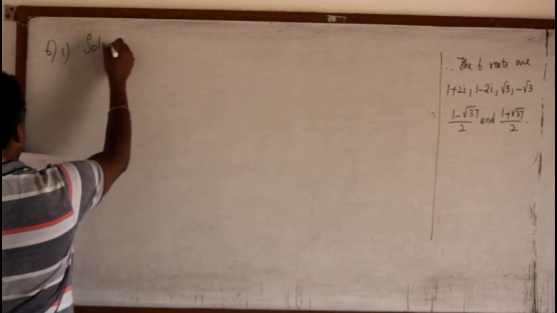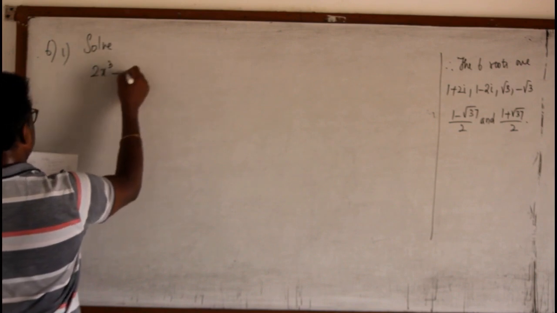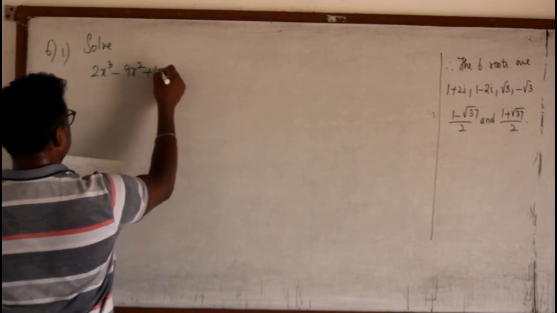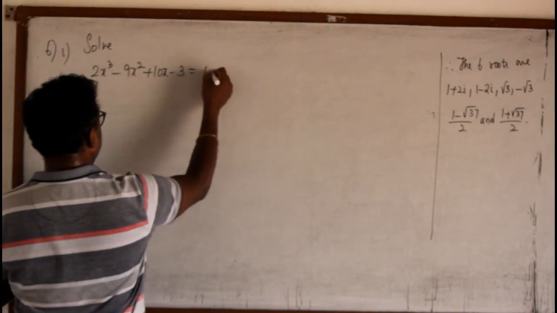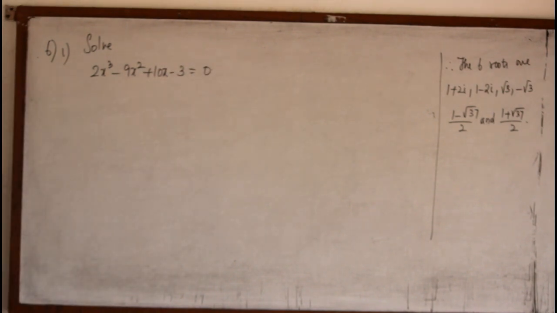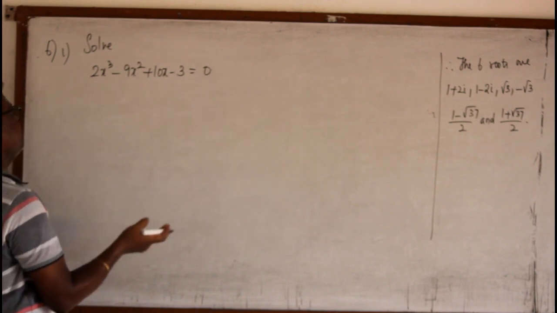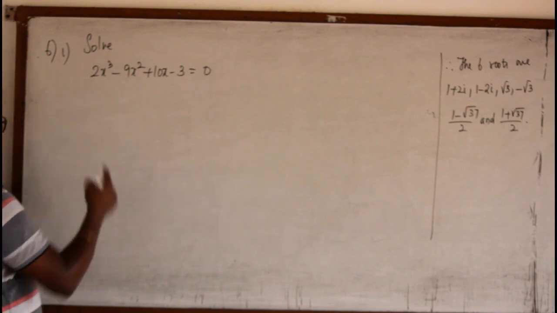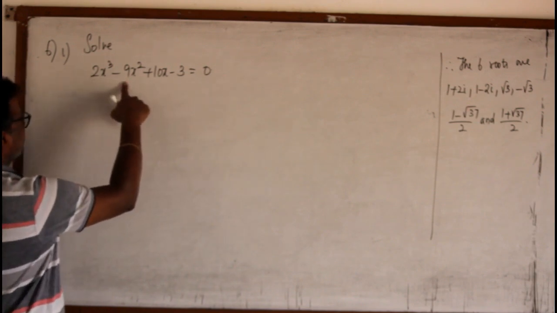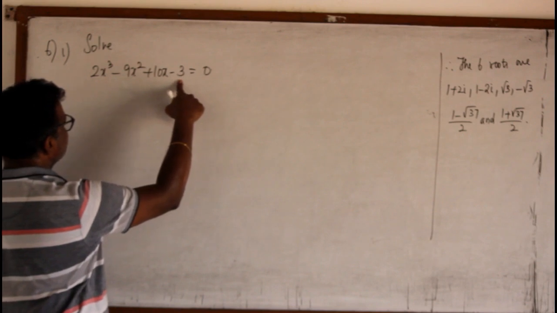Solve 2x cubed minus 9x square plus 10x minus 3 equal to 0. It's a cubic equation and they did not give anything about the roots. If it is the case, we shall try to find some relationship among the coefficients. Here 2 minus 9 is minus 7, and 10 minus 3 is plus 7.